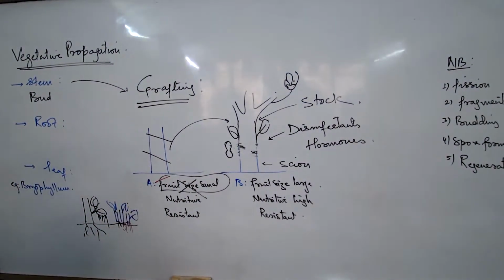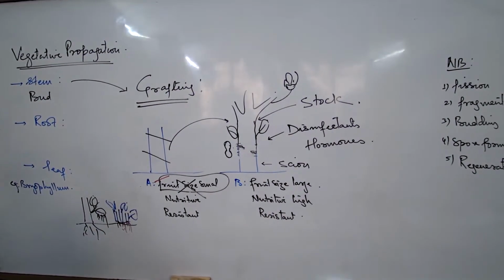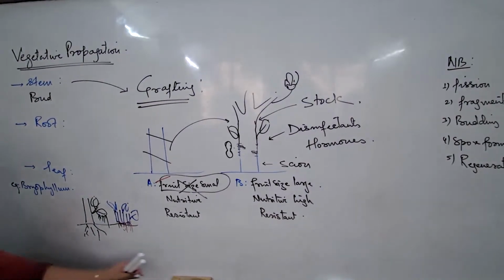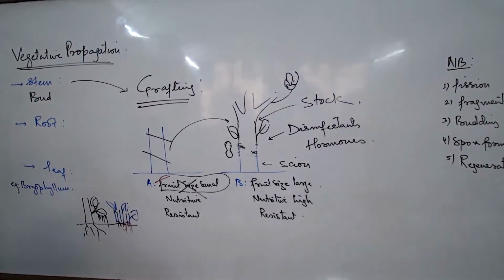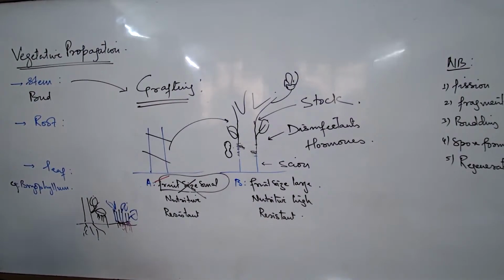Which type of tissues you'll have to remember? What are the advantages you'll have to remember? Disadvantage of this method is what? It is a lengthier process, only that. So for vegetative propagation, this you'll have to study. How many methods did we study for vegetative propagation? 4 methods: cutting, layering, budding, grafting.